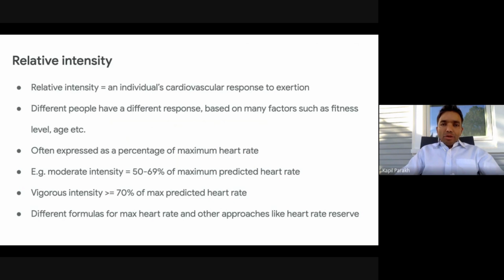And then there are also other ways to think about moderate intensity or vigorous intensity from heart rate, for example, using heart rate reserve and including the resting heart rate in there. Regardless of how you measure it, whether it's perceived exertion or heart rate-based measures, relative intensity is really all about how an individual responds to exertion rather than the absolute amount of exertion that they're doing.